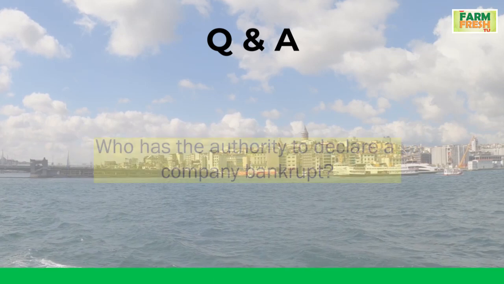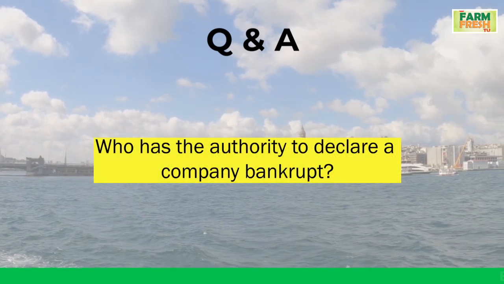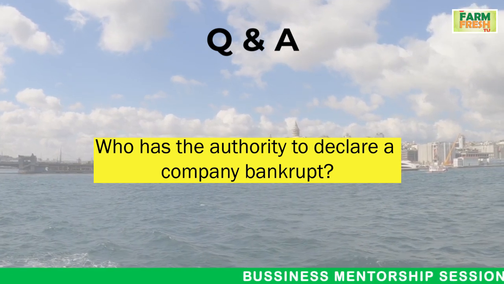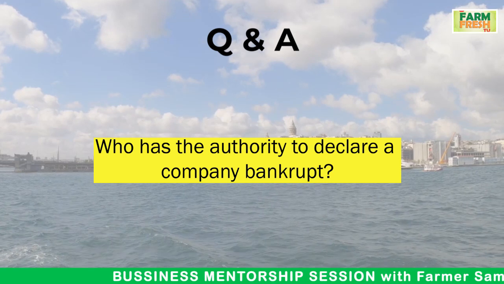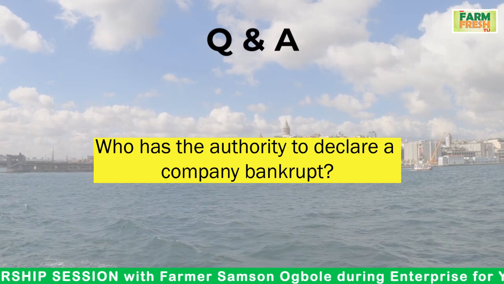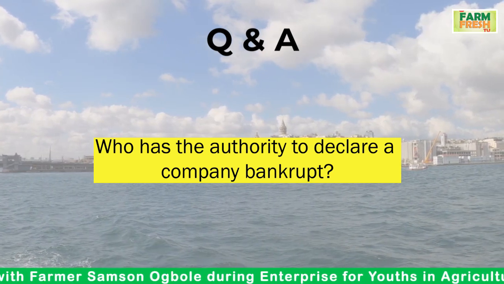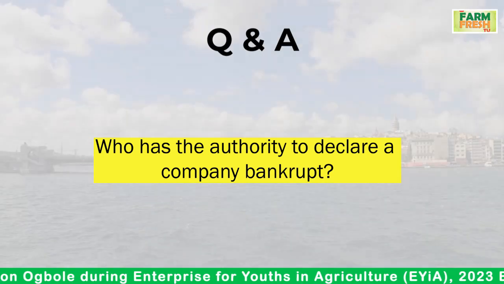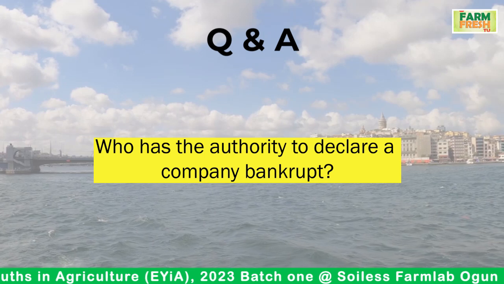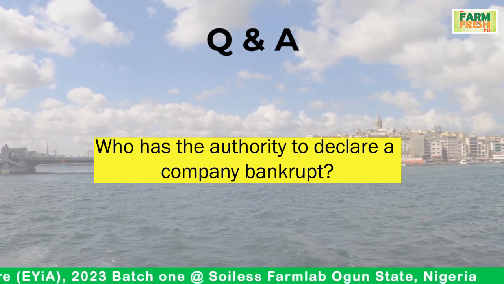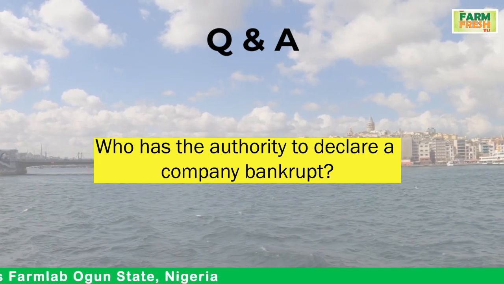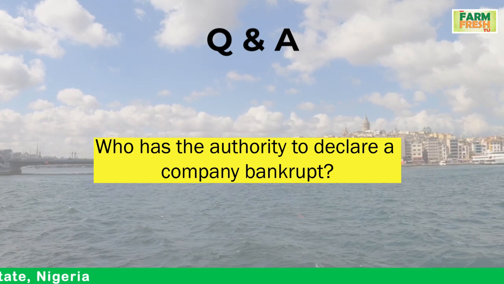So who has the authority to accept that the company has declared bankruptcy? To agree that you have declared bankruptcy? Which court? Who made your company legal? CAC, under the power of the court. So the people that say now you are dead, CAC under the power of the court. Does that make sense?